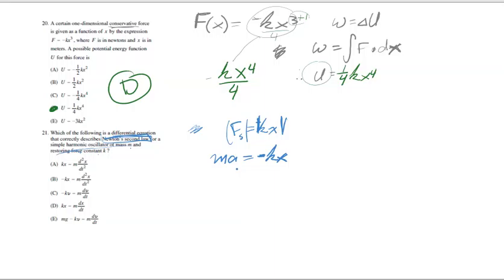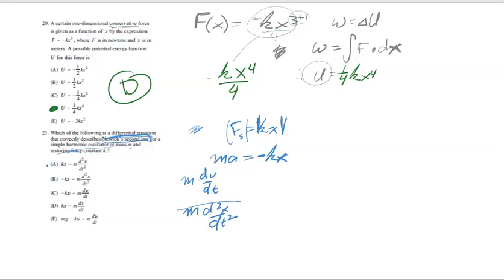Now, they want a differential equation. So you can write mass times acceleration as either mass times change in velocity over change in time. Or if you recall, this could also be the first derivative of velocity with respect to time, or the second derivative of position with respect to time. One of these. Okay, so let's look and see.